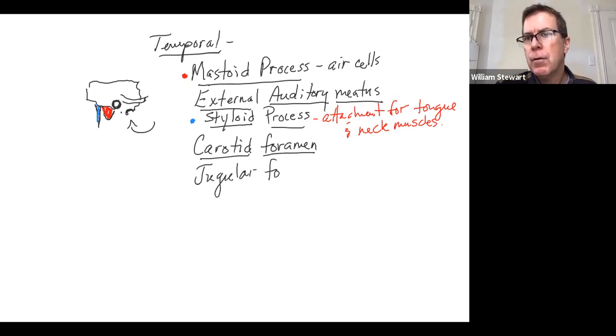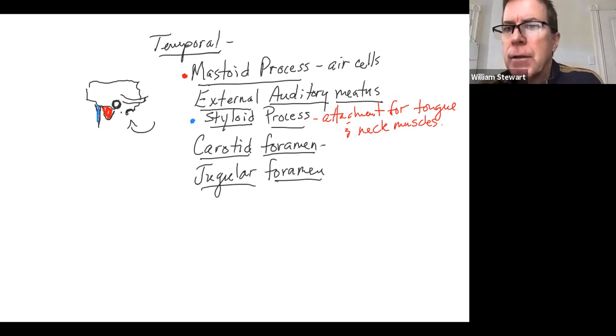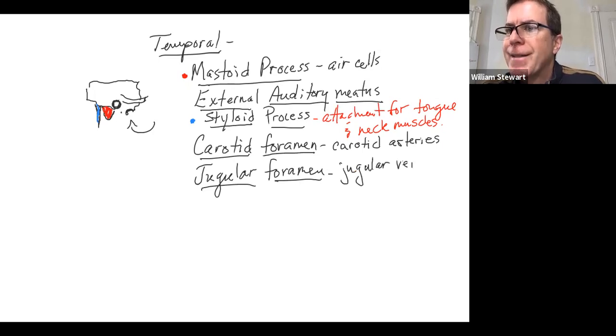I want you to know that they're located in the temporal bone. This is what foramen just means hole. So they're both just holes. There's 2 carotids, left and right. There's 2 jugulars, left and right. These are for just the carotid arteries to pass through from the aorta to supply blood to the head. And these are for the jugular veins to pass through. That takes deoxygenated blood back from the head toward the heart. So this supplies oxygenated blood to the head. This drains deoxygenated blood from the head, goes back to the heart.